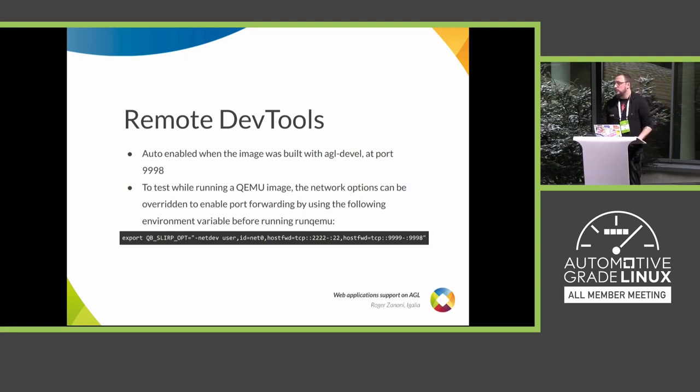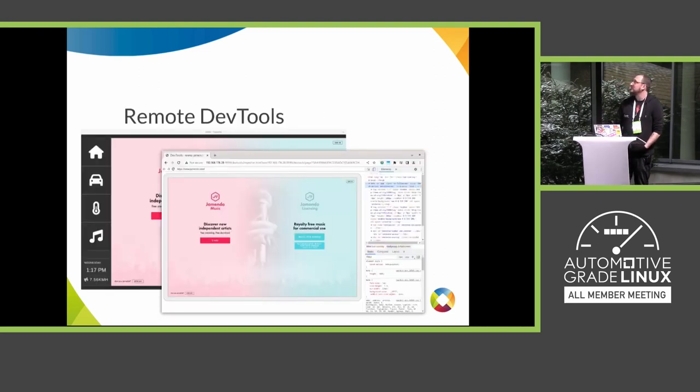Anything that's available on Chromium for debugging and inspecting your source code is also available for AGL. You just need to do some extra setup to redirect to the correct port. Here is the export that you can use for doing that. And after running QEMU again, you can connect to your image, and here is an image of the remote tools connected to the sample application. You can inspect for style and scripts and anything that's available on Chromium for debugging and inspecting your running application.